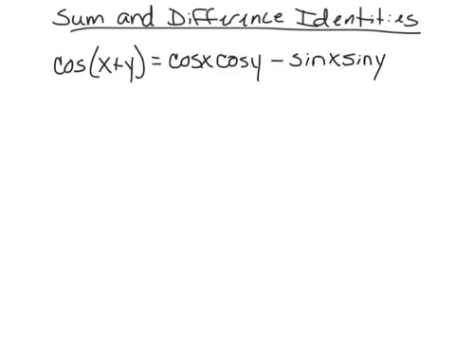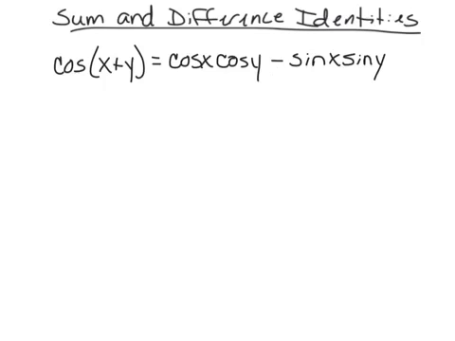So here it is, the cosine of x plus y. This is what I mean by the sum identity. We're going to break up an angle into a sum of two separate angles. The cosine of x plus y is equal to cosine x cosine y minus sine x sine y. So it's cosine cosine sine sine, and then the sign in the middle is going to be the opposite of what we have here.